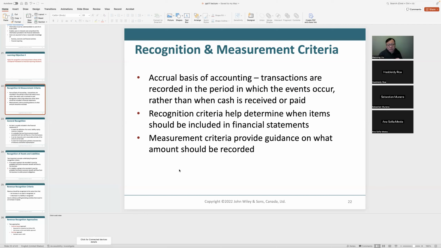The recognition criteria will help determine when an item should be included in a financial statement. Okay, so you recognize it. When are you going to recognize it? The measurement criteria provide guidance on what amount should be recorded. So recognition means when to recognize. Measurement is what amount should be recorded.